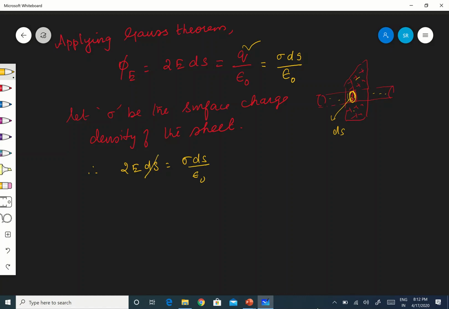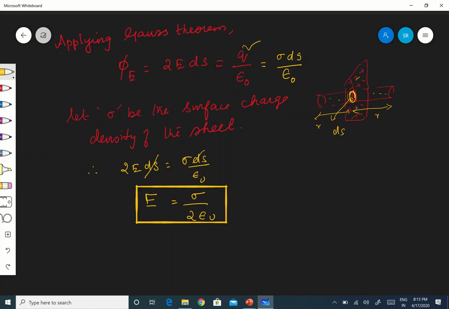Therefore, ds will cancel. Therefore, what is your E? Electric field intensity is equal to sigma by 2 epsilon naught. E is equal to sigma by 2 epsilon naught. Very, very important result. So, that shows that E is independent of R. What is the distance here? Distance here is R, here is R. Therefore, R is not at all in the expression. E is equal to sigma by 2 epsilon naught.